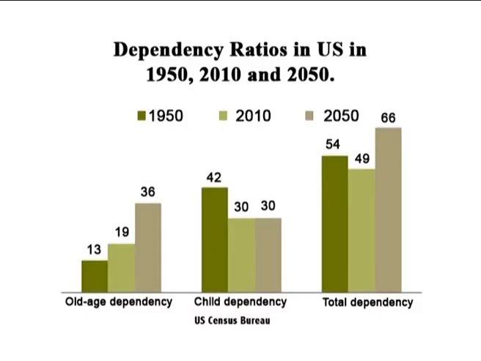Figure 2 shows that the increase in total dependency in the USA between 2010 and 2050 will be driven by movements in the old age dependency ratio. It can be seen that the old age dependency is projected to increase to 36 in 2050, while the child dependency will remain at 30.